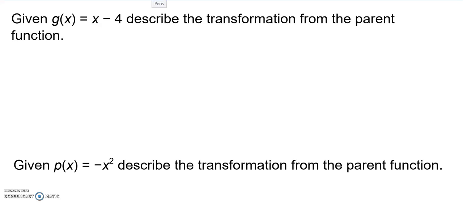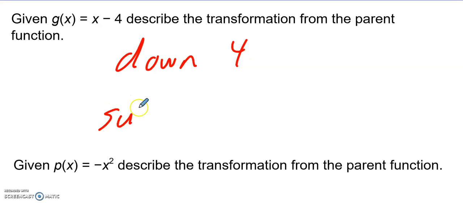All right, so can someone tell me what they got for g of x? Okay, a little quiet today. That's right. So this one I would say is going to be down 4, or we could say it's going to slide 4 down, something along those lines. It's going to shift down 4. Another way we can think about that is it's going to subtract 4 from all of the y coordinates.